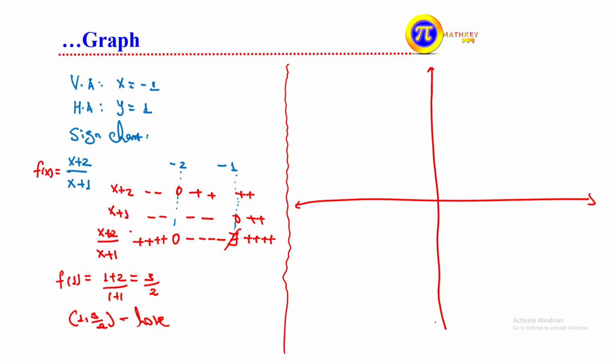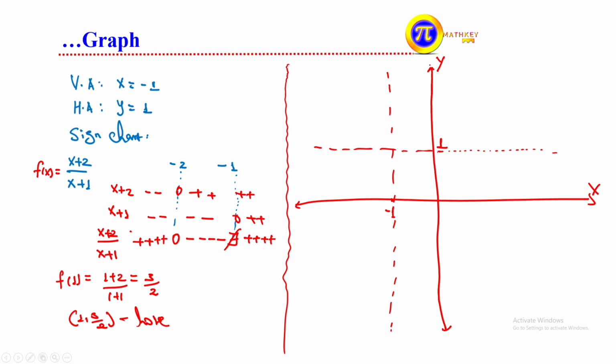Using the above information, this is the y coordinate and this is x, and we can sketch the graph. In this case, the vertical asymptote is x equals -1. Let us consider here is -1, the vertical asymptote. That means the graph doesn't touch it. The other one, the horizontal asymptote, is y equals 1. This is the horizontal asymptote, y equals 1.